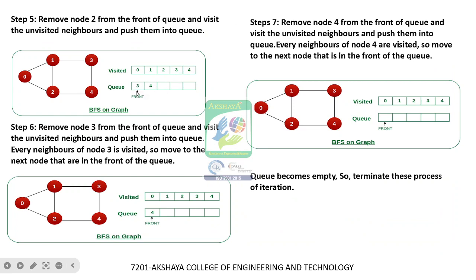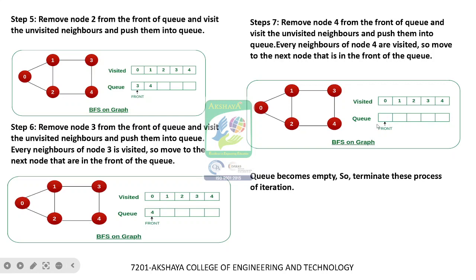Now 3 is in front of the queue. Now we are checking whether 3 has any neighboring node or not. So 3 has only the neighboring node 4. So now we have popped 3 from the queue and then 4 comes to the front. Now we are checking whether 4 has any neighboring node or not. So 4 doesn't have any neighboring node. It will be popped from the queue. Then the queue will be empty.